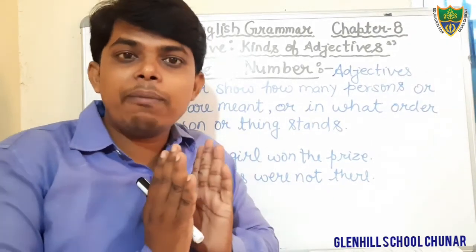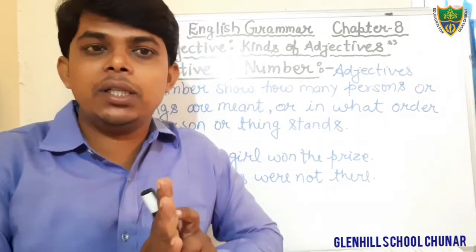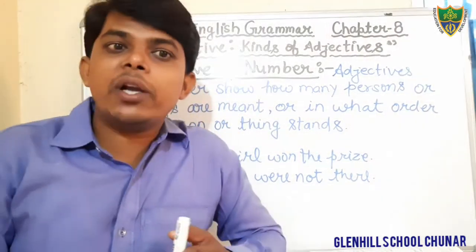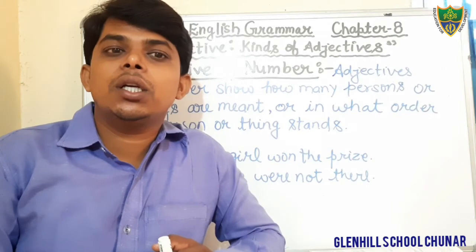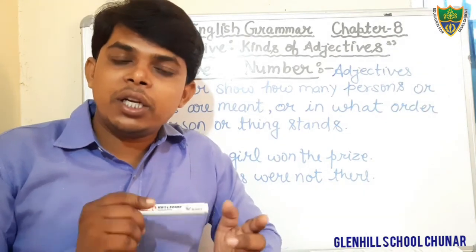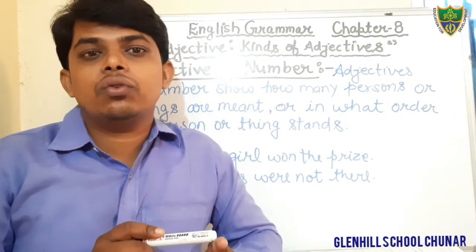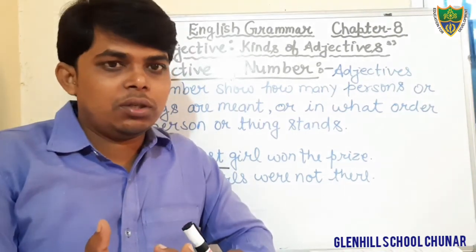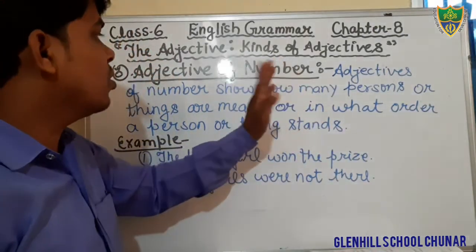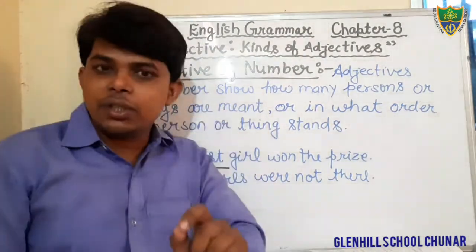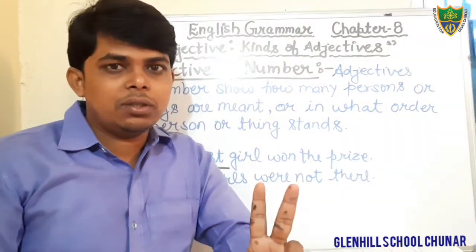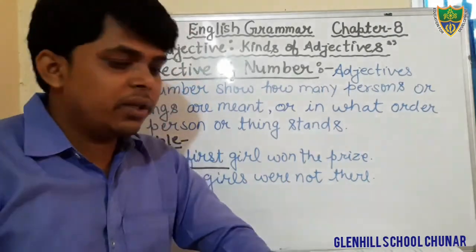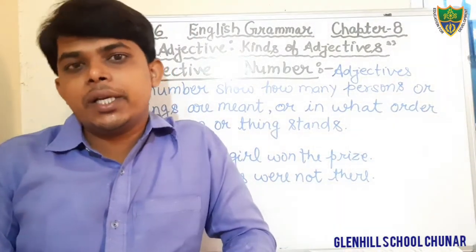Okay, students, so I hope that you all have understood the difference between the adjective of quantity and adjective of number. There is a very slight difference. Adjective of quantity shows how much of a thing is meant. But adjective of number shows how many persons or things are meant. So this is the difference between adjective of quantity and adjective of number.